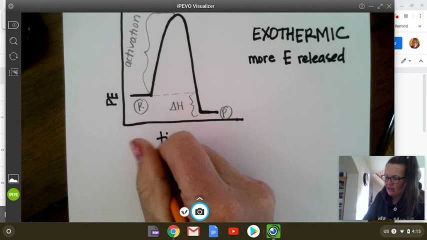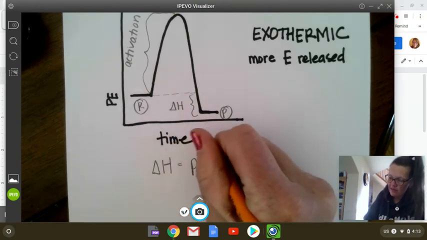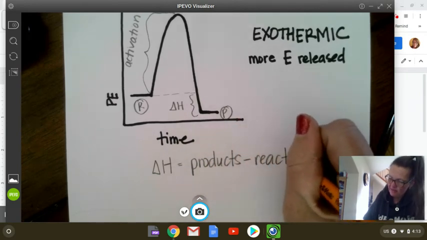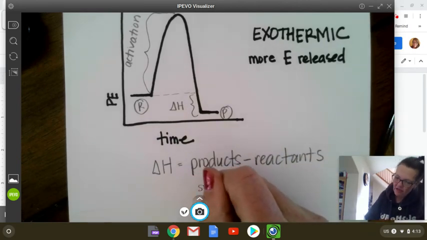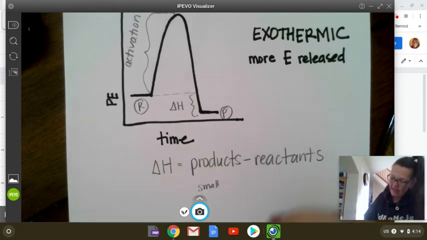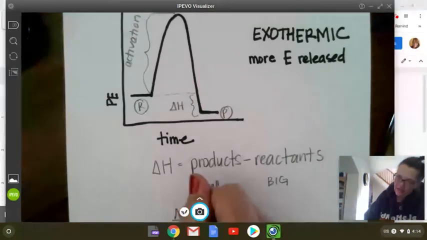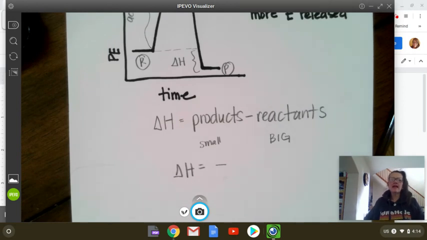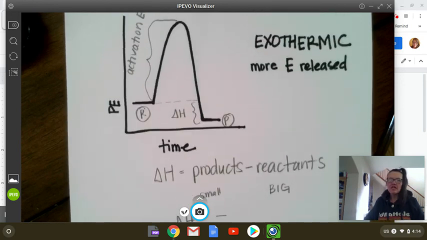And remember that delta H is equal to the products minus the reactants. Okay, and since this is a small number in this case, right, it's smaller, and this is a big number, that's going to give us a delta H with a negative value. Okay, so that's why we say that an exothermic reaction has a negative value. You can actually put numbers to that. Okay, so that's a potential energy diagram for an exothermic reaction.